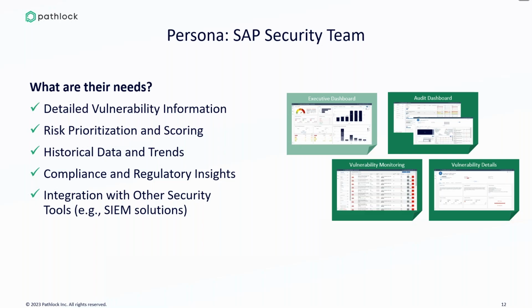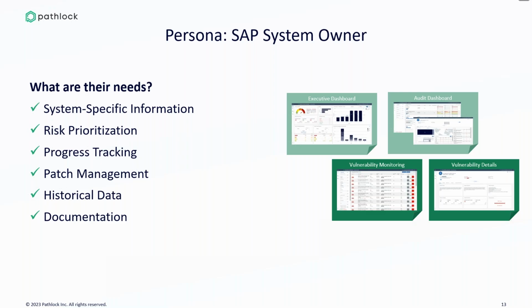The next persona we took care of are the subsystem owners. What is a typical subsystem owner? Someone who is responsible for a landscape, for multiple landscapes, for an S4 landscape, for example, based on dev, QA, and prod system. And he only needs to know what issues I have on the system, or the systems. And so it's important to have more system-specific information.